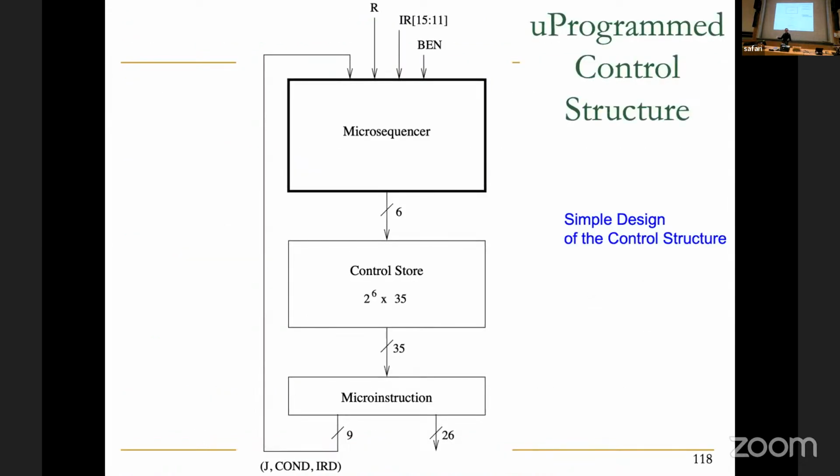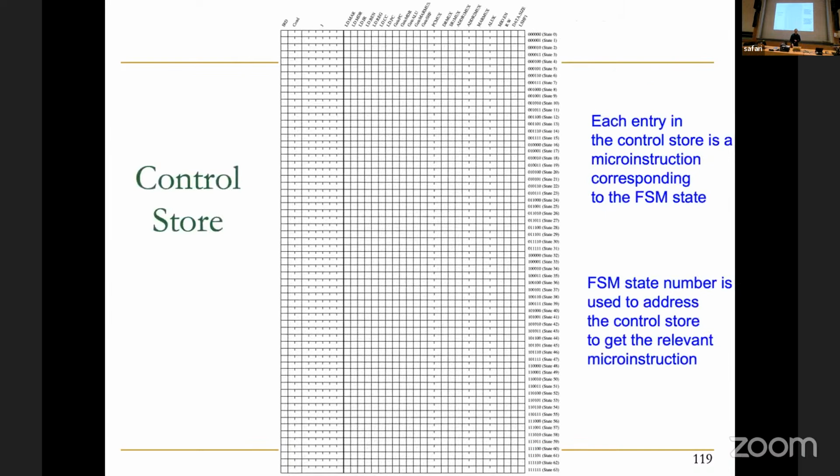The control store has the micro program, which is really how you would sequence through states in the finite state machine. This is a control store, 64 entries. Each entry in the control store is a micro instruction corresponding to a given finite state machine state. And FSM state number is used to address the control store to get the relevant micro instruction.